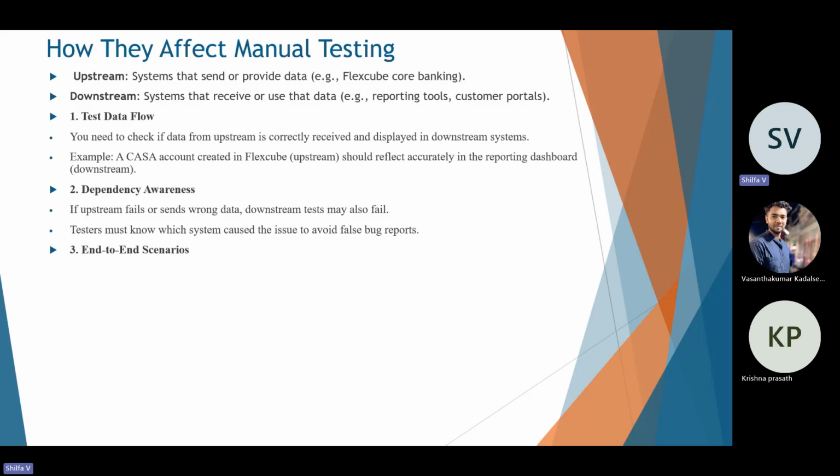We need to check this as a tester. These are the points: test data flow, dependency awareness, and the next points also we need to check from our end. For example, if we are testing the downstream application GoAML, and the data is not flowing properly, and I am raising the bug in Jira. You are aware of the Jira tool, right? Yes. It will come in future slides.